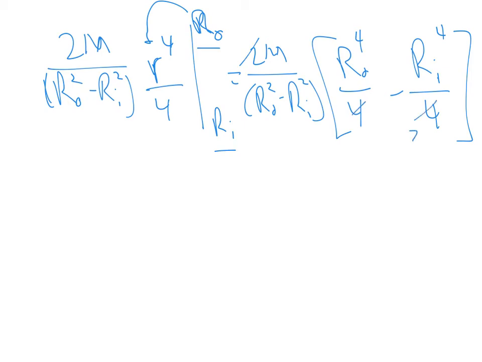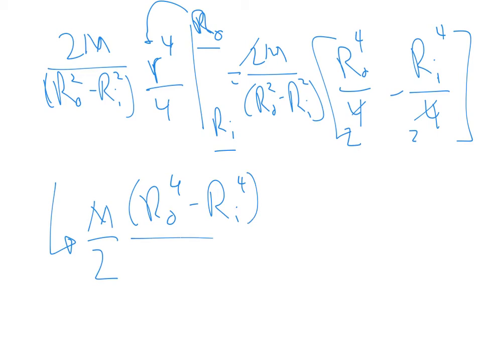Those kind of turn into 2's. We can actually group the top together. And so, if you look, this actually simplifies to m over 2, r outer to the fourth minus r inner to the fourth, divided by r outer squared minus r inner squared. Now, if you're tempted to just cancel out the 4 and the 2, you're doing it wrong. You can't do that.